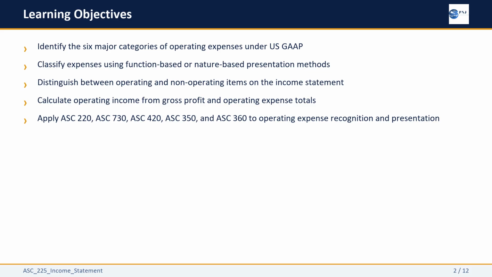By the end of this section, you will be able to do 5 things. First, identify the 6 major categories of operating expenses recognized under US GAAP. Second, classify those expenses correctly using either function-based or nature-based presentation. Third, distinguish operating items from non-operating items, a distinction that matters for both analysis and compliance. Fourth, calculate operating income starting from gross profit. And fifth, apply the key ASC standards that govern when and how these expenses are recognized and presented.